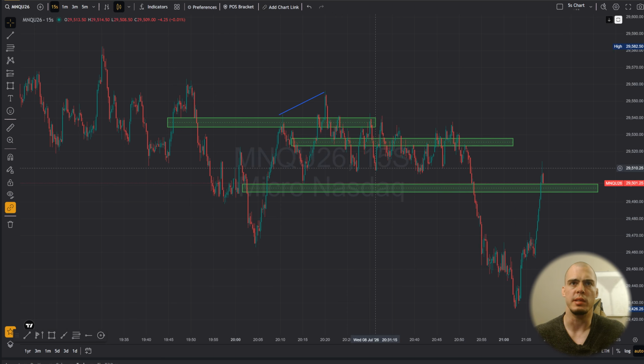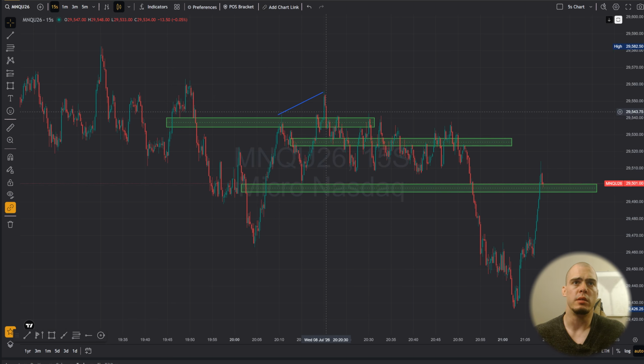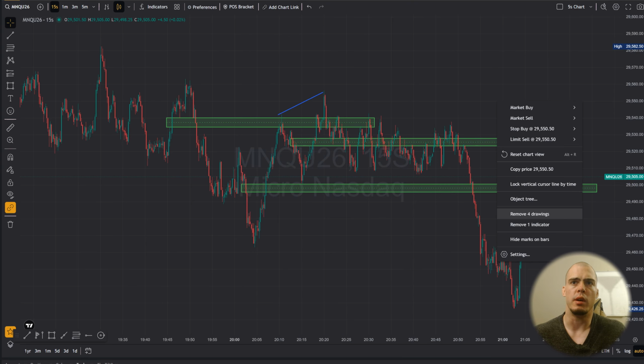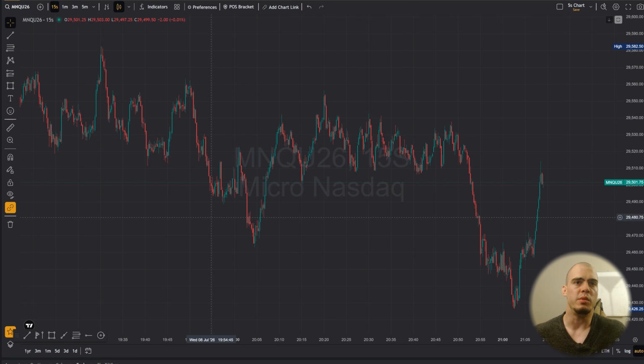You want to spot these reversals, or someone who's bought up here getting trapped for that big old move, losing 200 points. You don't want to be that guy. So take your profits early sometimes when the market's two-sided.